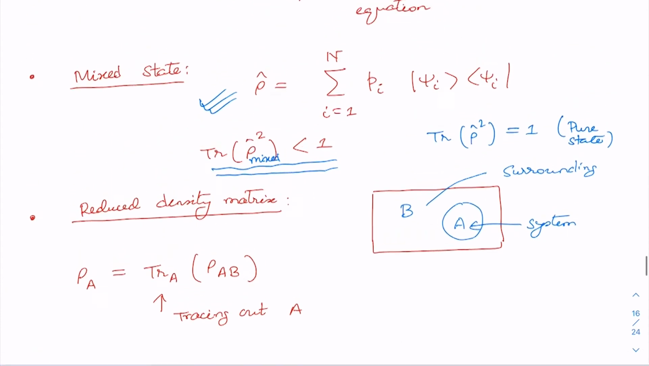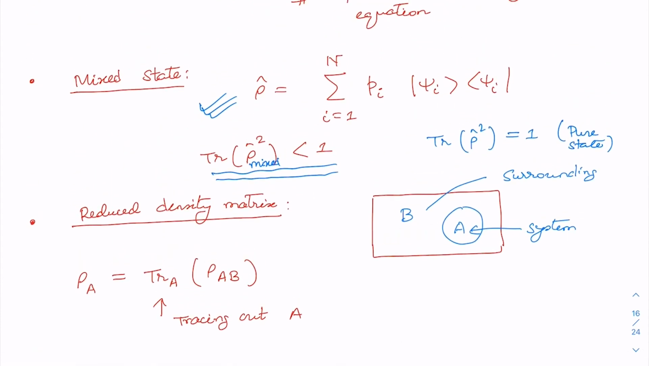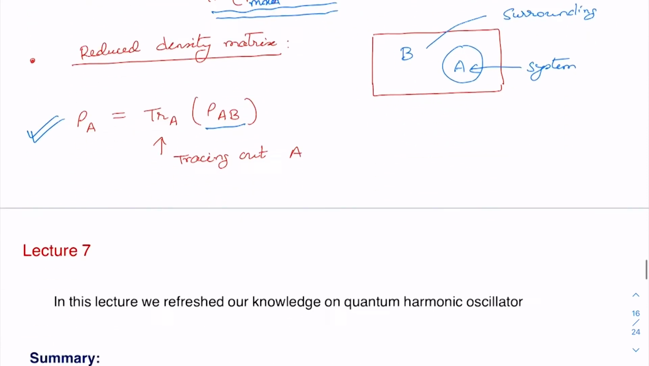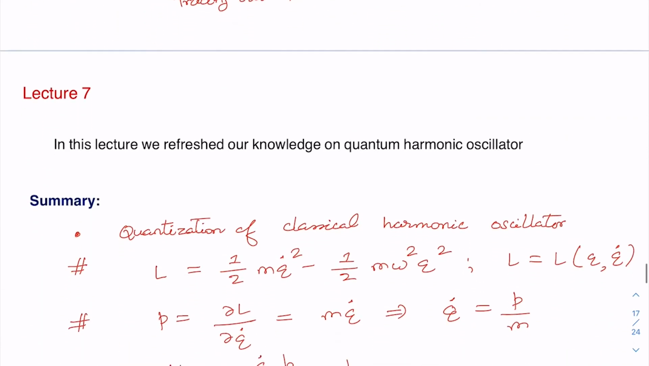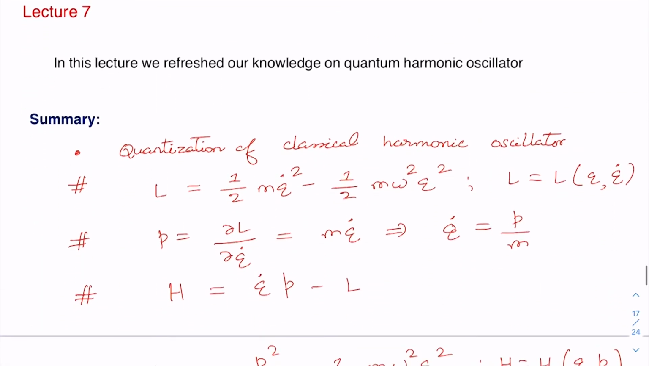And then we discussed the reduced density matrix. If we are interested only in the system, not in the surroundings, then we can trace out the surroundings by taking the partial trace of the whole density matrix of the system plus the surroundings. Then we can focus on the system only, just by writing the density operator for the system. Then in lecture 7 we refreshed our knowledge of the quantum harmonic oscillator.